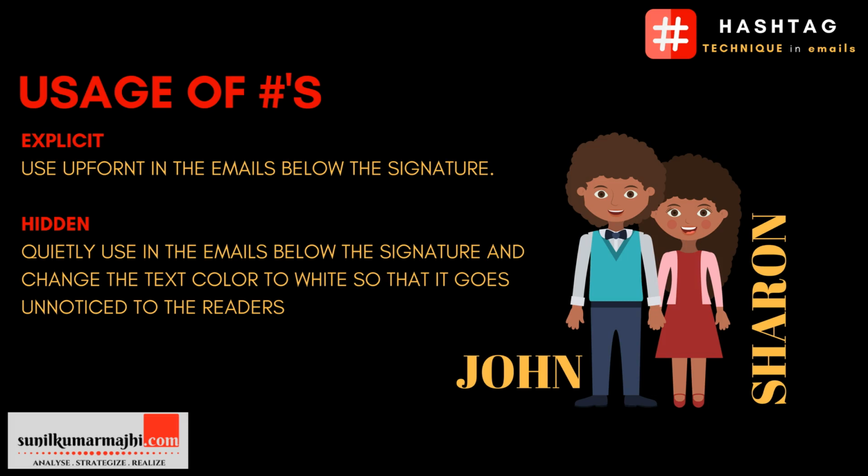For explicit usage, use the hashtags upfront in the emails below the signature. For hidden usage, quietly use them in the emails below the signature and change the text color to white so that it goes unnoticed to the readers.